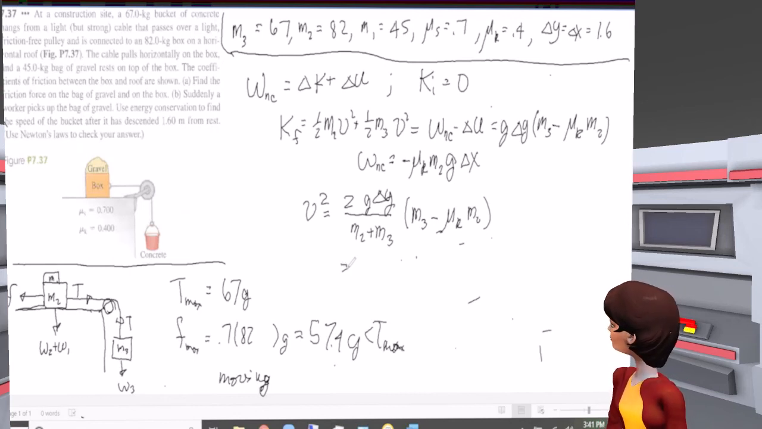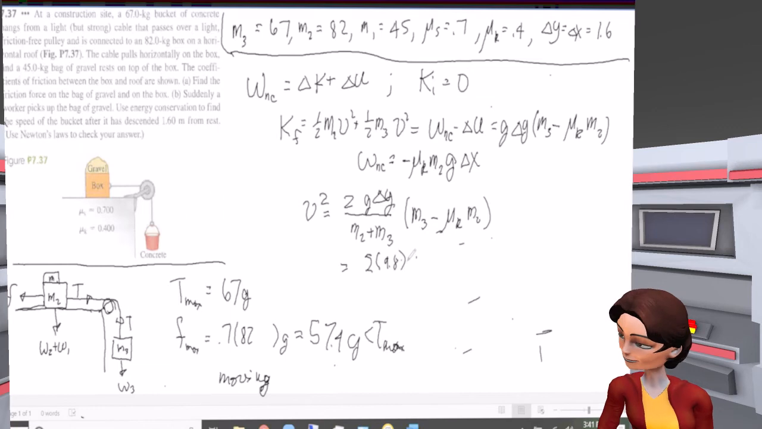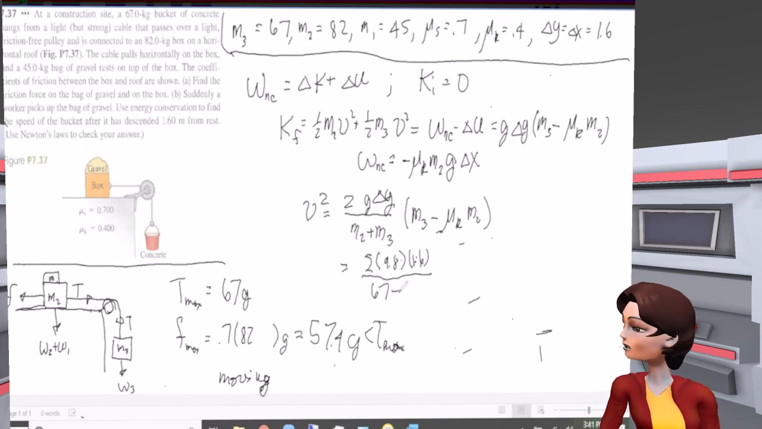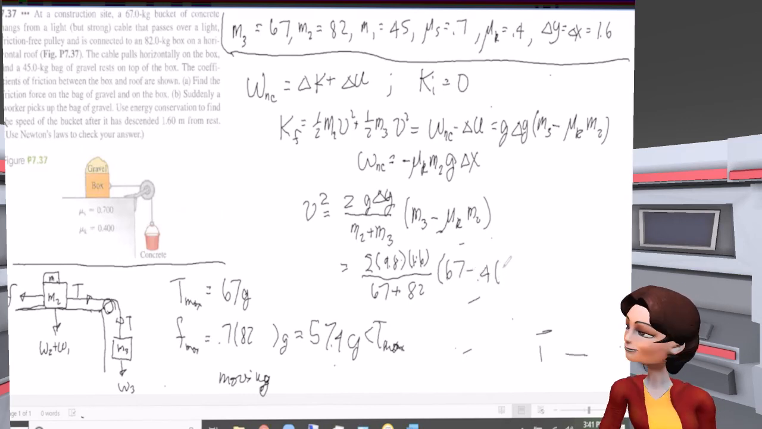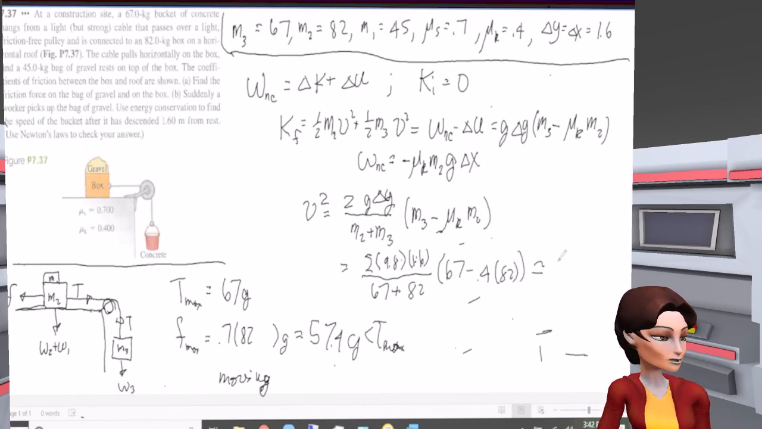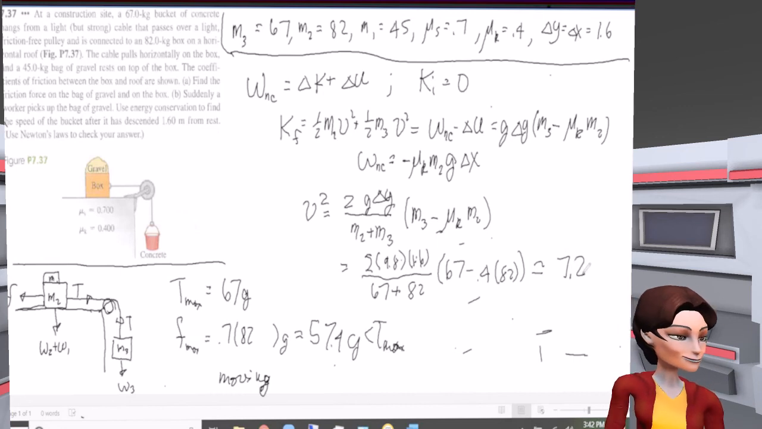2 times 9.8 times 1.6 divided by 67 plus 82 times 67 minus 0.4 times 82. And this comes to about 7.2. Taking then the square root of that.